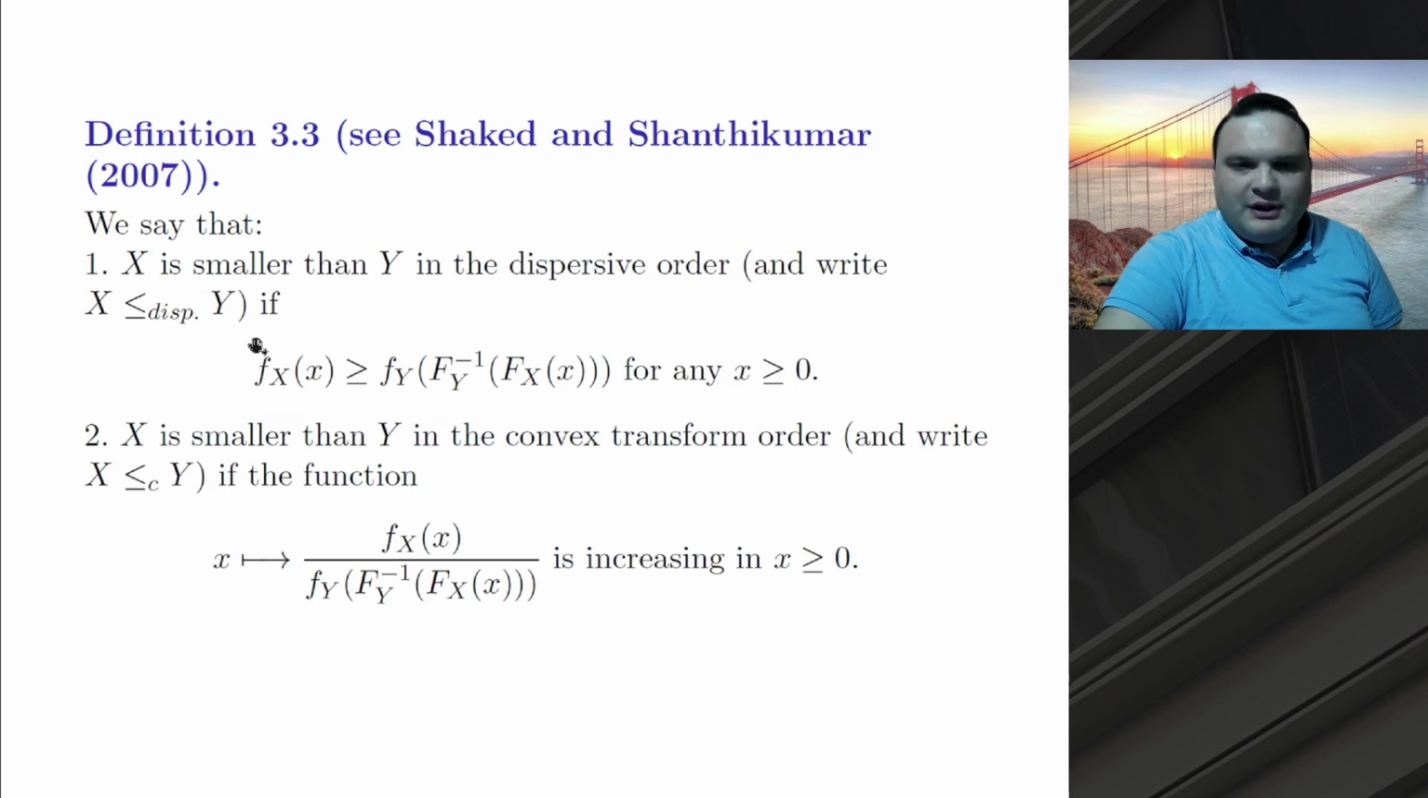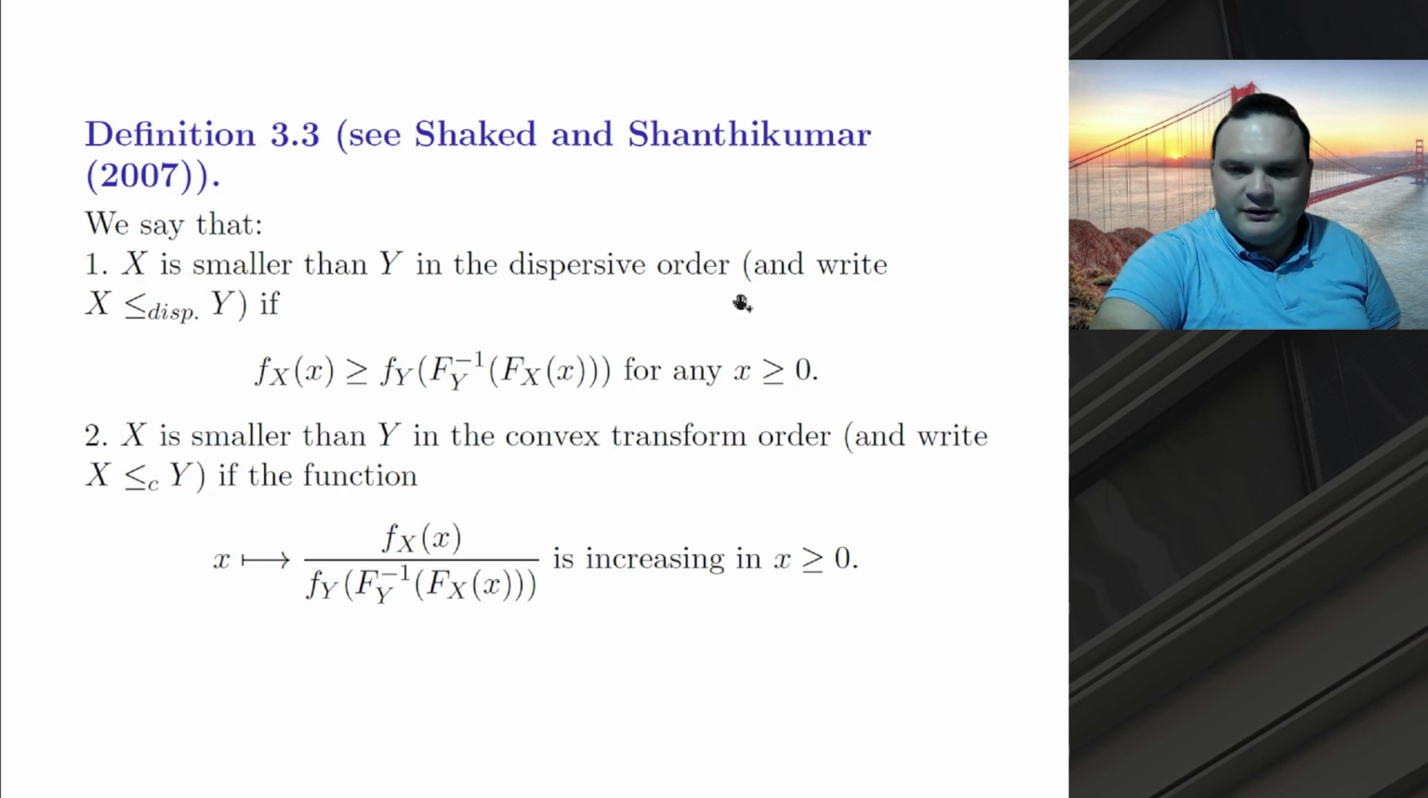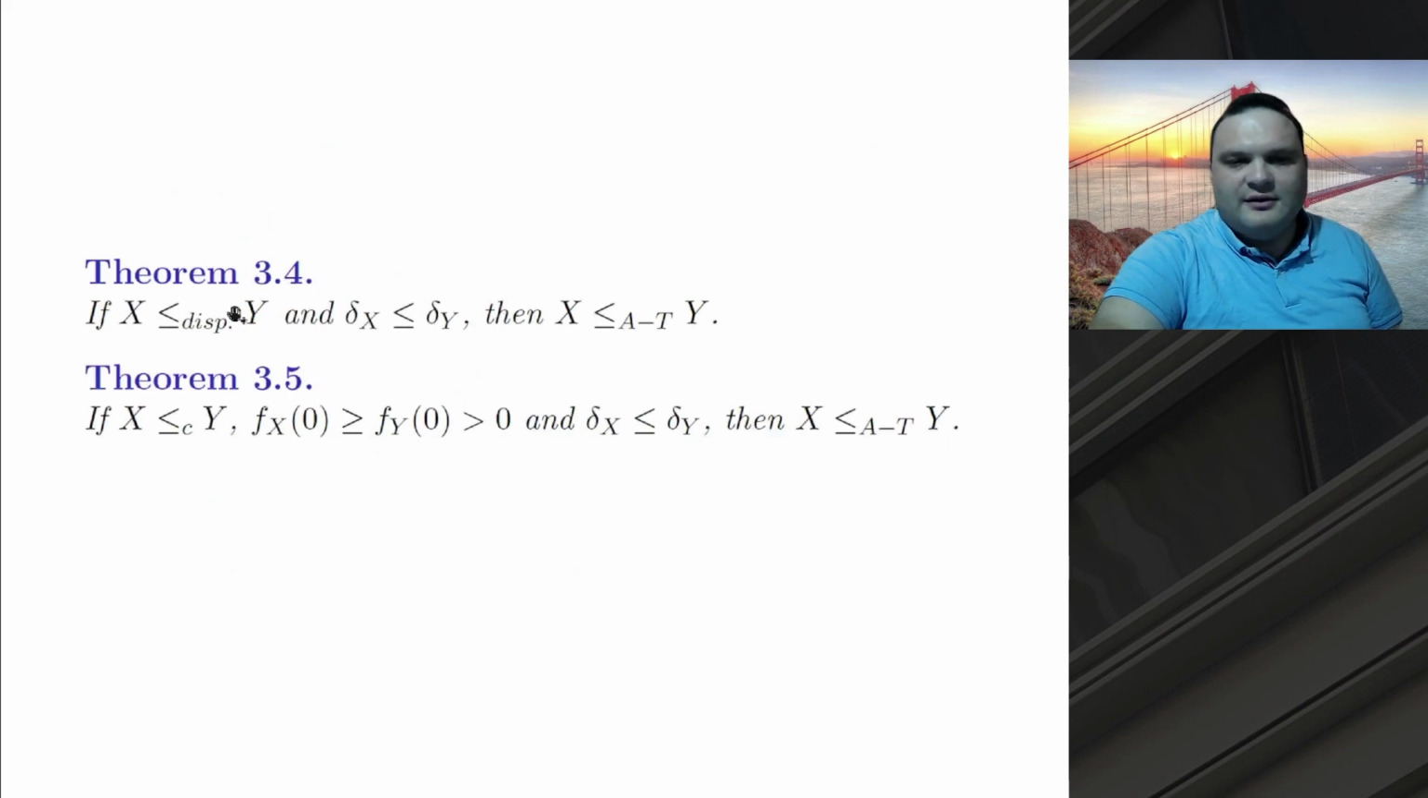In the next slides, we want to show that the dispersive order and the convex transform order will imply Awad-Tsallis Quantile Entropy order. We have the definitions of the dispersive order and of the convex transform order, and the next two theorems say that if X is smaller than Y in the dispersive order, then X is smaller than Y in Awad-Tsallis Quantile Entropy order. Of course, we have some condition for delta X and delta Y for the supremums considered above. Respectively, for the convex transform order, if X is smaller than Y in the convex transform order, then X is smaller than Y in Awad-Tsallis Quantile Entropy order. Of course, again, some conditions.